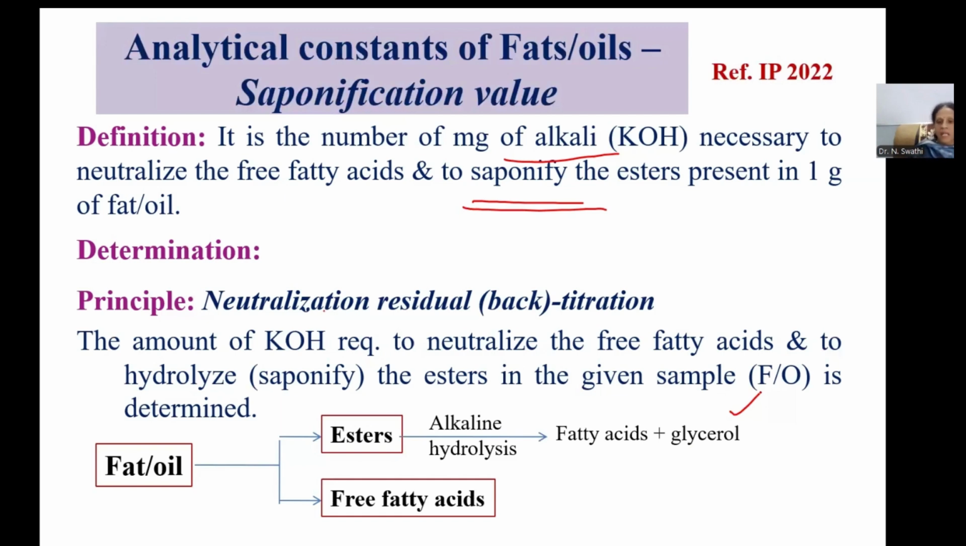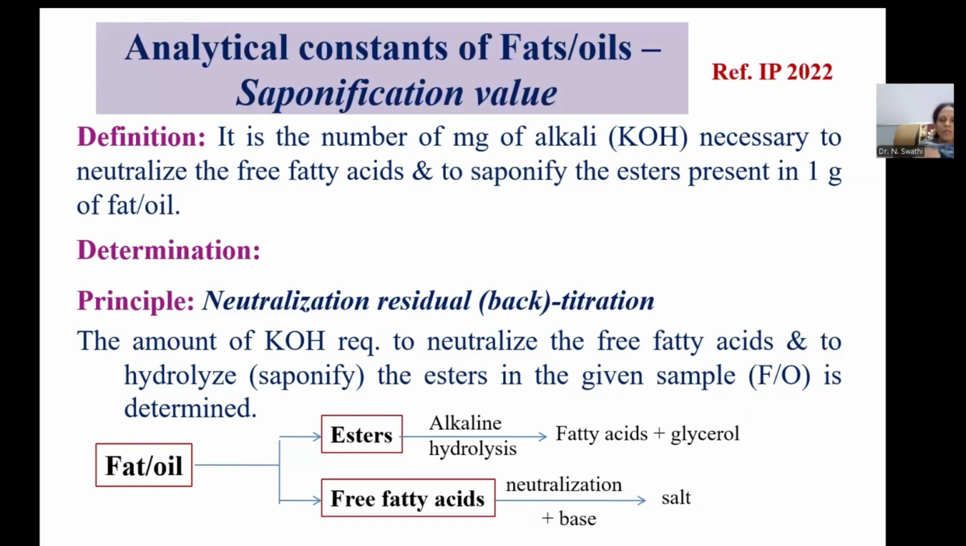Because these free fatty acids have acidic property, we can subject them to neutralization. That is, by titrating with base, we can perform a neutralization reaction so that the free fatty acids available in the sample will be converted to the corresponding salt. That means both for alkaline hydrolysis or saponification and also to perform the neutralization of free fatty acids, here we will be using base. That is what is mentioned in the definition of saponification value. So it is the number of milligrams of base or alkali, which is nothing but potassium hydroxide, required to neutralize the free fatty acids and to saponify the esters present in 1 gram of fat or oil.